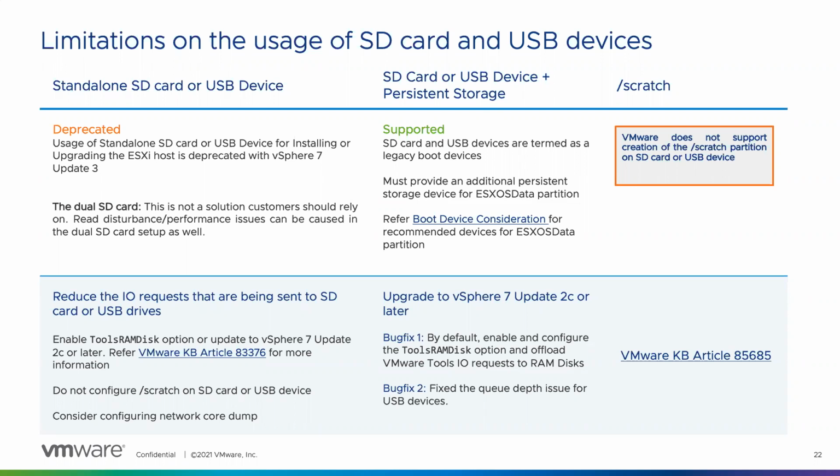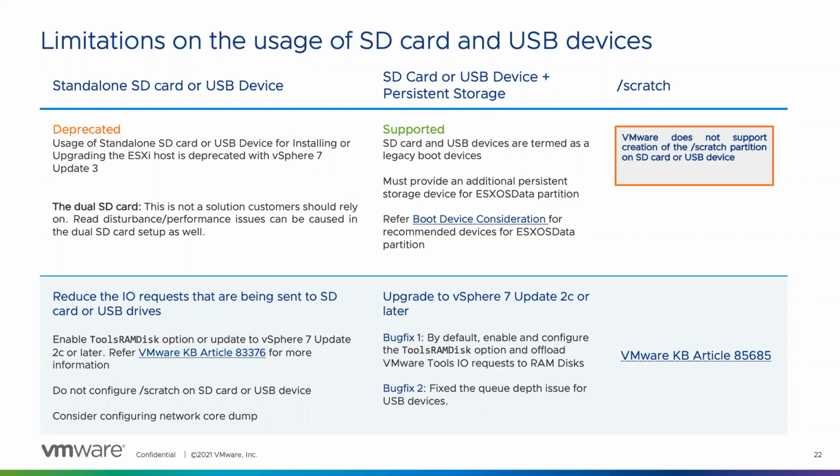Another thing you need to consider is, if you have a standalone SD card or USB drive, you can add additional persistent storage locally to the ESXi host, and then it can auto-partition your ESXi host to use that particular disk for the ESXi data partition. We will discuss these migration options in the next couple of slides.